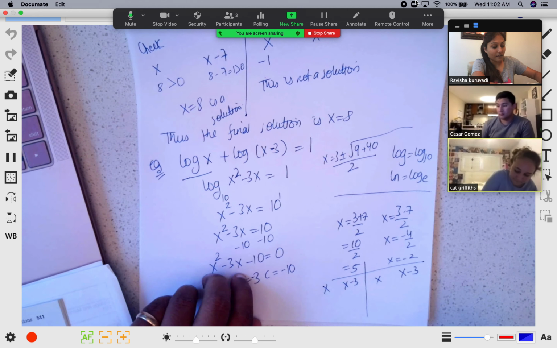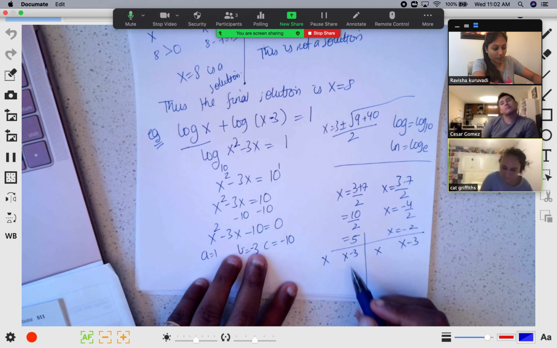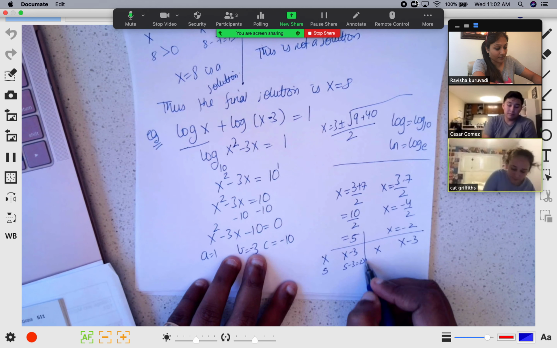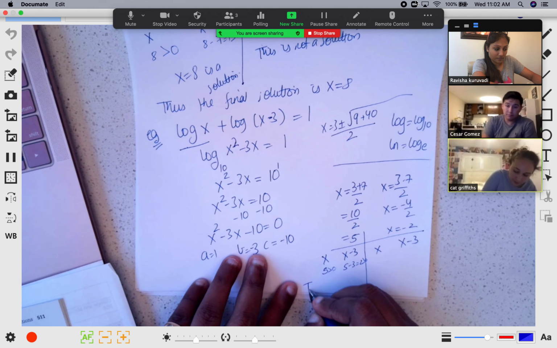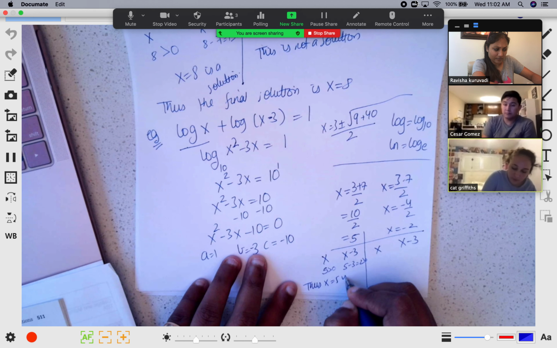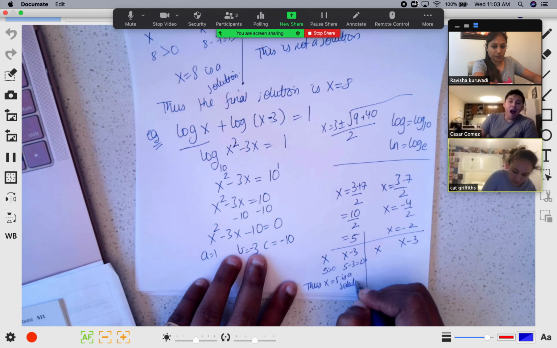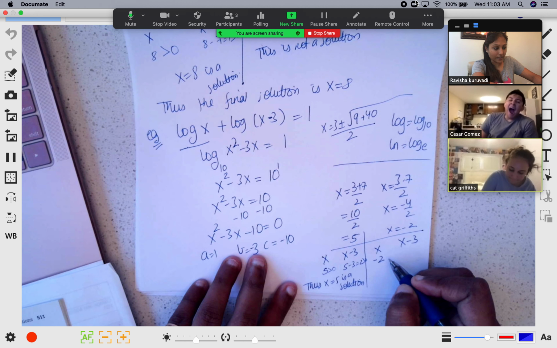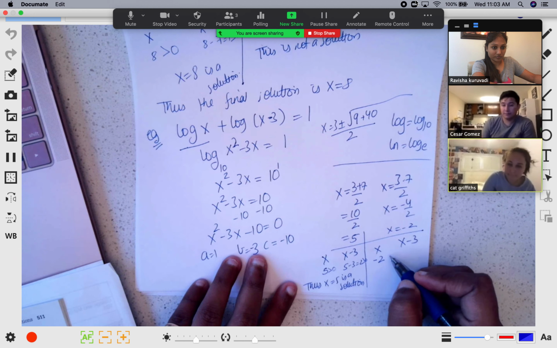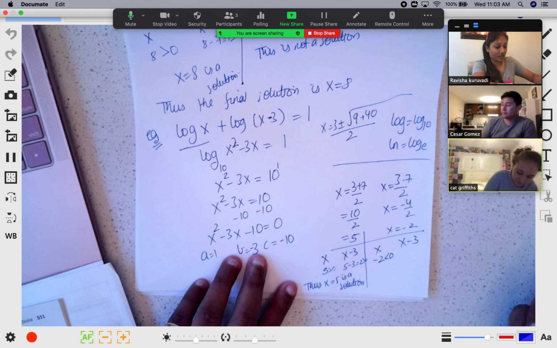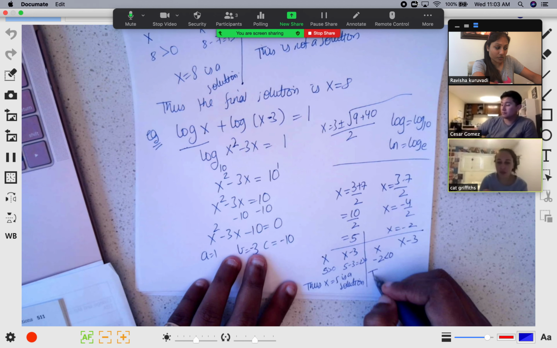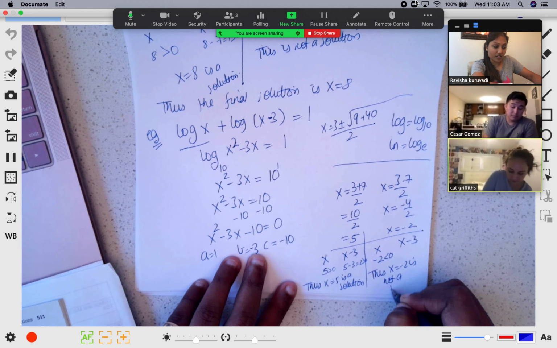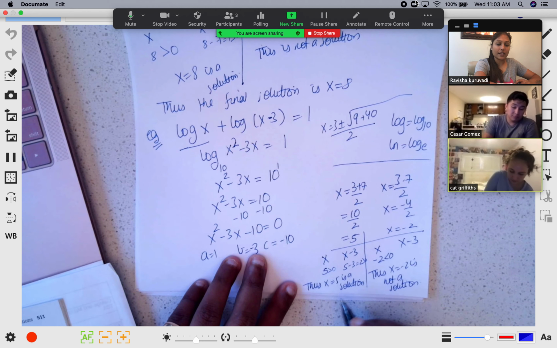Let's check. When I put 5 here, I get 5. When I put here 5 minus 3, I get 2. Both are positive, right? Thus 5 is a solution. What about negative 2? When I put negative 2 here, I directly get less than 0. I don't even have to check the second one. So x equal to negative 2 is not a solution. So your final answer is just x is equal to 5. That's it.